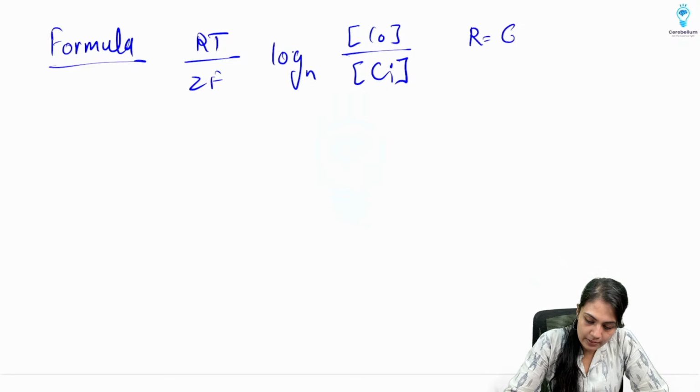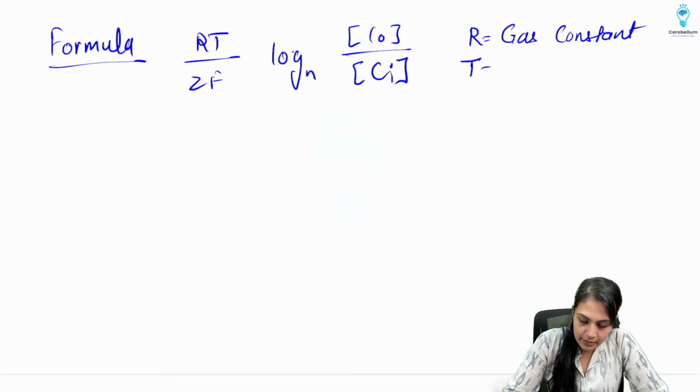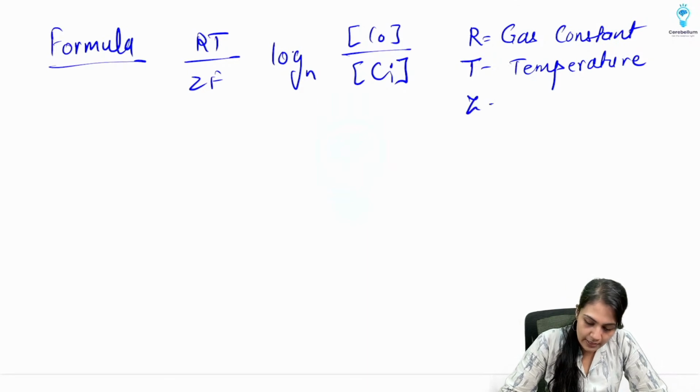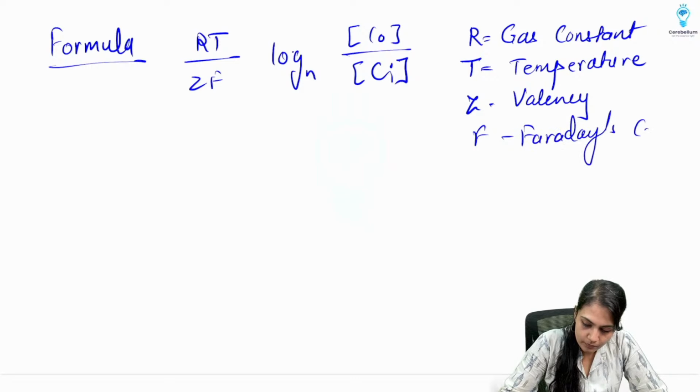R is the gas constant that we have to use because we are talking about the gas. T means temperature, which we are going to keep constant. Usually we keep the room temperature, that is 24 degrees Celsius. And then Z is the valency and F is the Faraday's constant.